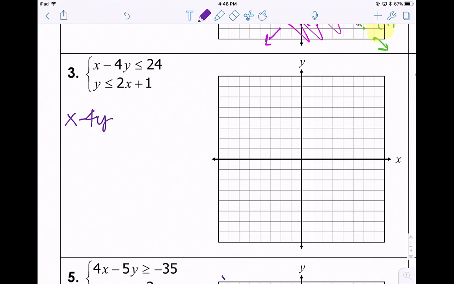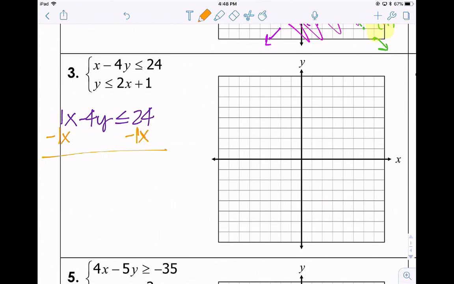So we have x minus 4y is less than or equal to 24. First thing is we need to get the x to the other side. I'm going to go ahead and add a 1 on that x. So to get x to the other side, we do the opposite. So we would subtract 1x.